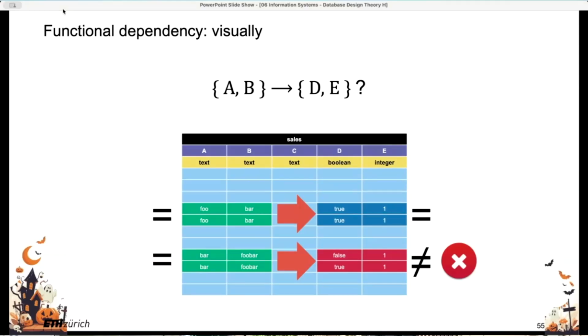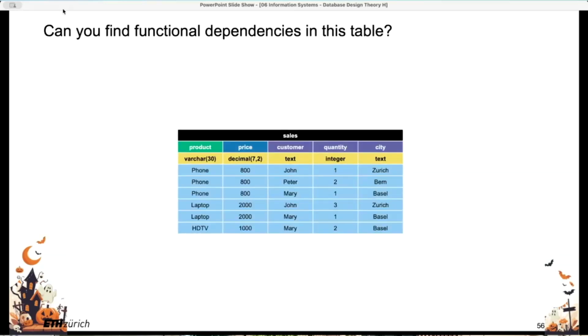So if I want to prove that a functional dependency is not true, I just need a counterexample. All I need is two tuples that match on AB and that don't match on DE. That's enough. That's my counterexample. But if I want to prove that it's true, it really must be true all the time for any two tuples. So that's a very strict condition.